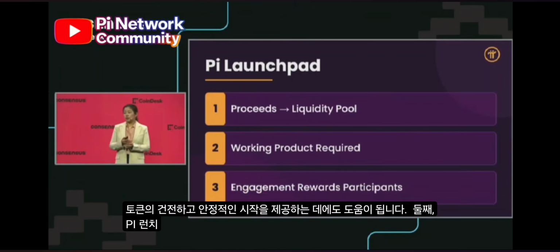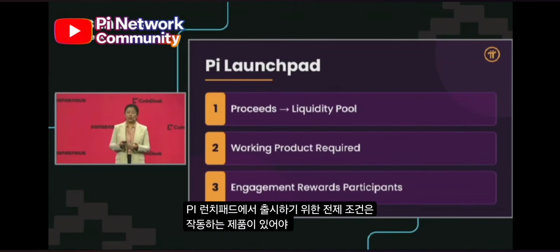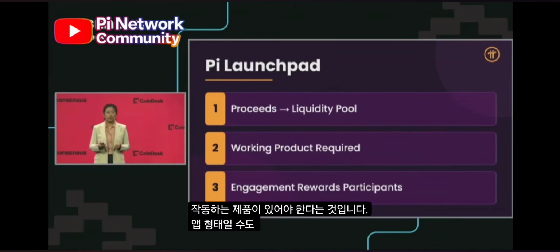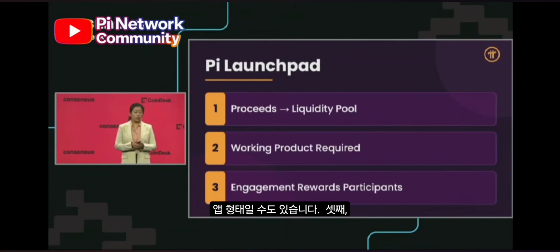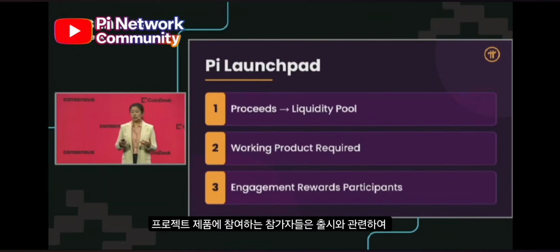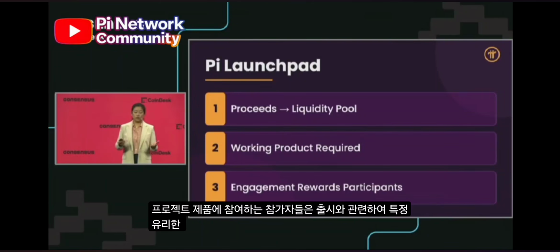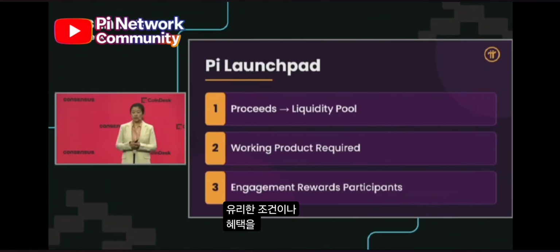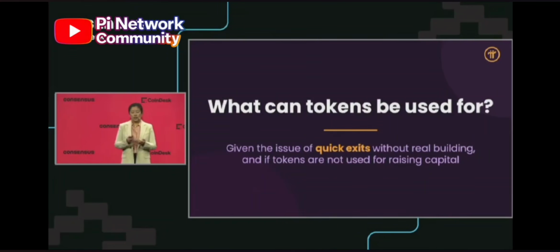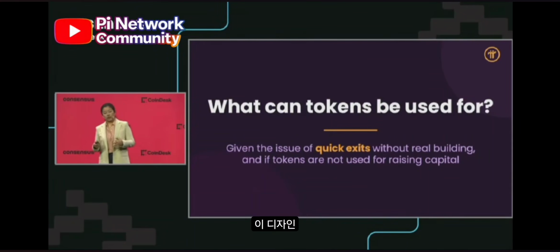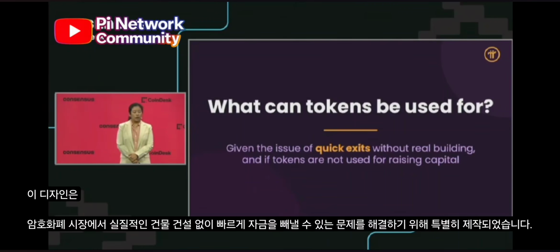Second, the prerequisite to launch on Pi Launchpad is to have a working product. It can be in the form of an app. Third, participants who engage with the product from the project will receive certain beneficial or favorable terms in the launch. This design was specifically created to address the quick exits without real building problem in crypto.